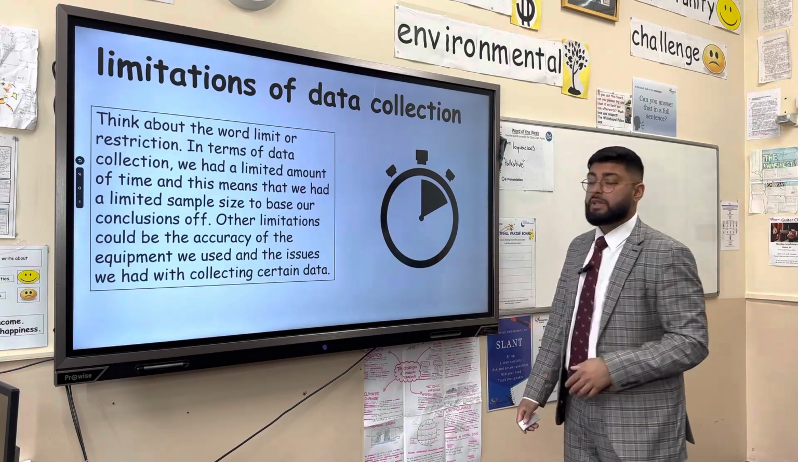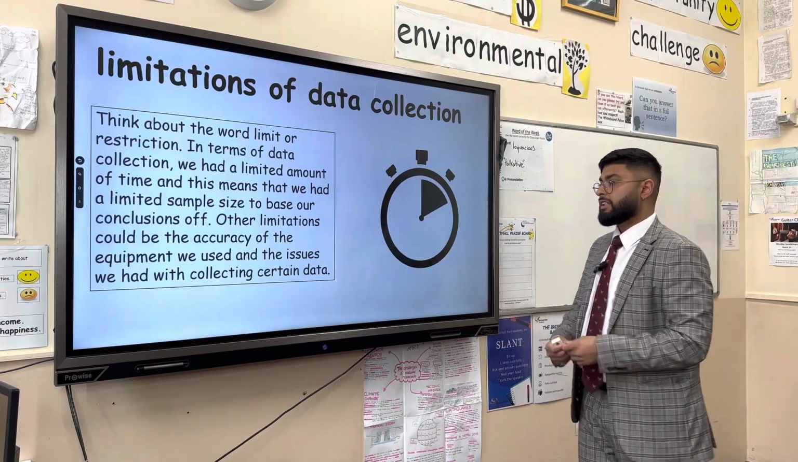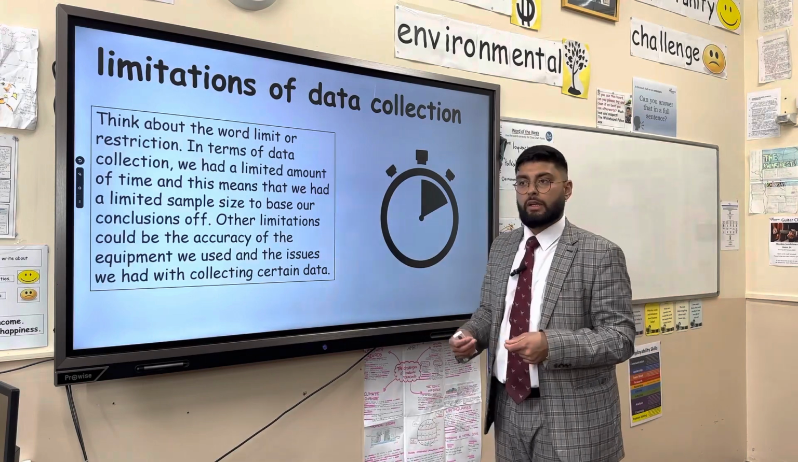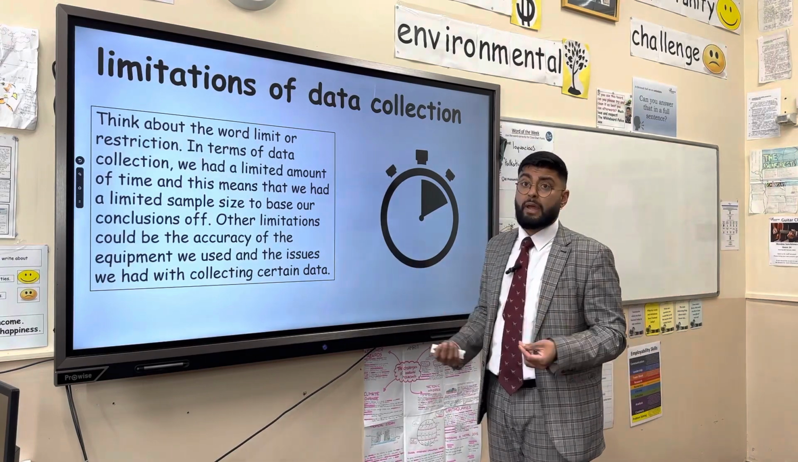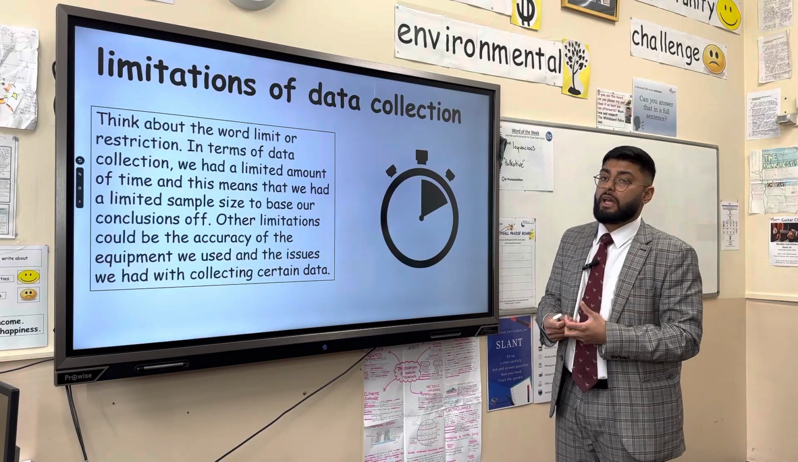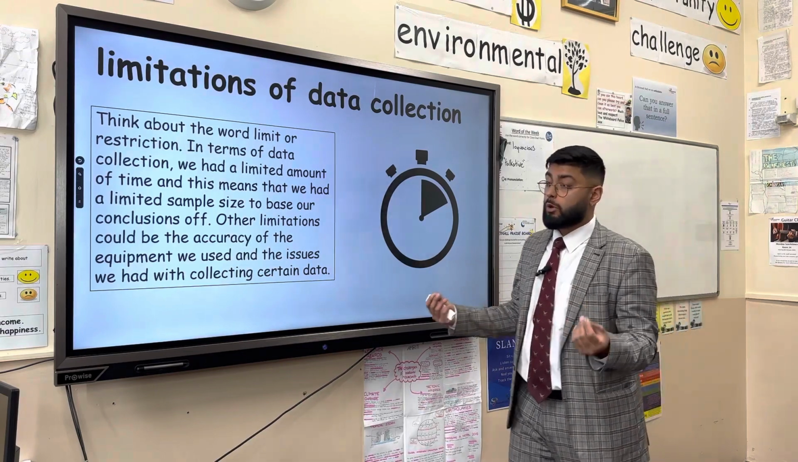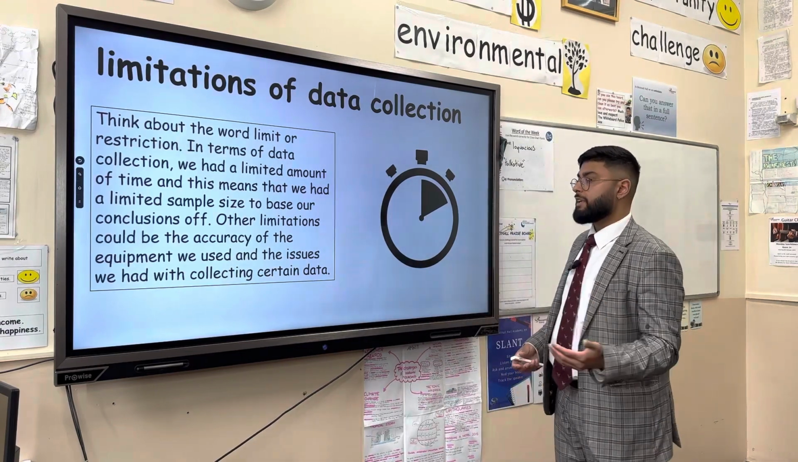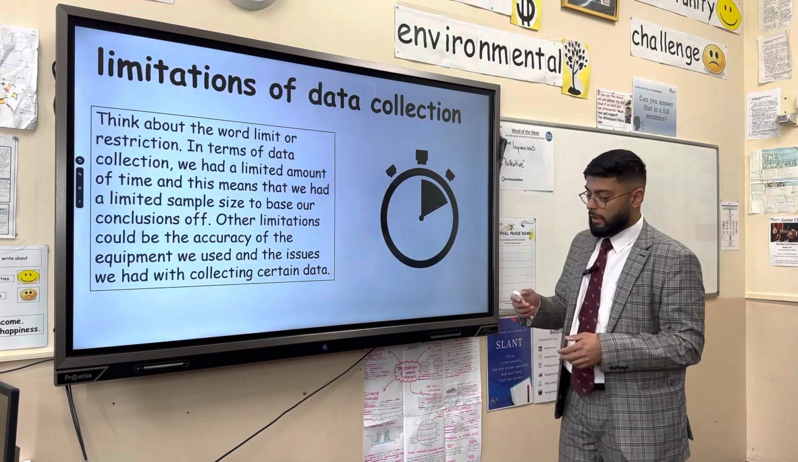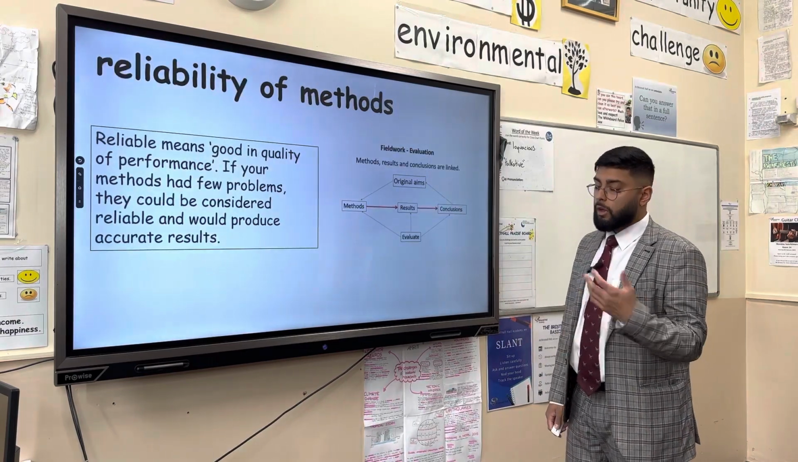Other limitations could be the accuracy of the equipment we were using. So we simply used a tape measure that might have been bent from years of use. That would be an error, equipment error, or it might have been used improperly. That would be human error. Various things can influence or limit our data collection.